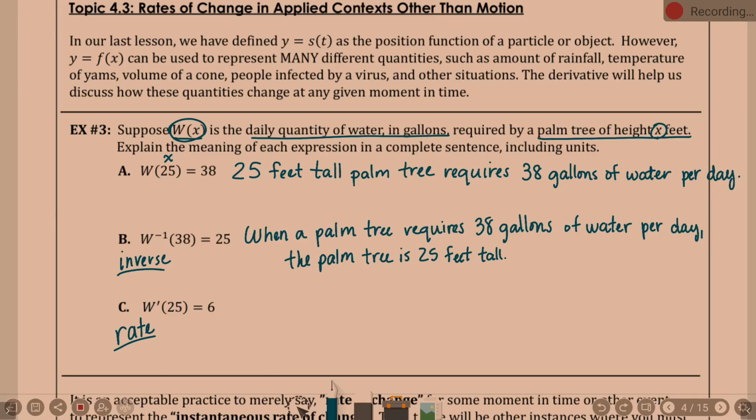Now it's a rate. It's not saying that it needs 6 gallons of water per day. It's saying the amount of water needed is increasing at a rate of 6 gallons per foot. When the palm tree is 25 feet tall, the amount of water needed daily is increasing at a rate of 6 gallons per foot. Okay, so that's the new one that we kind of have to work with here.